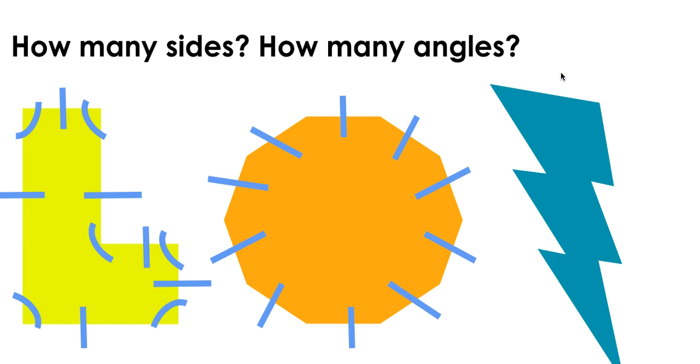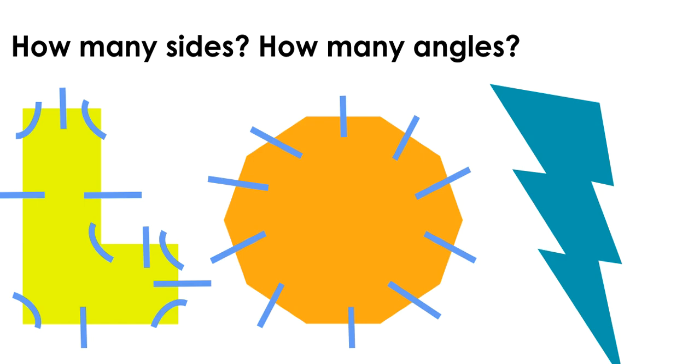Here we go. I'm not going to mark them. I'm going to invisible draw them. 1, 2, tiny 3, 4, tiny 5, 6, 7, tiny 1, 8, 9, 10, 11. This lightning bolt has 11 sides. Therefore, we know it must also have 11 angles.